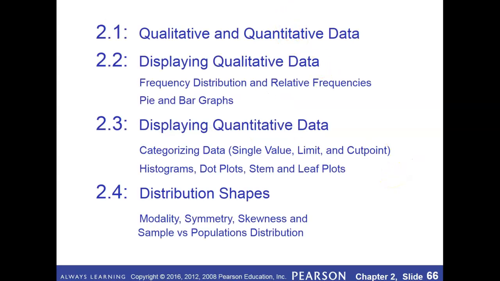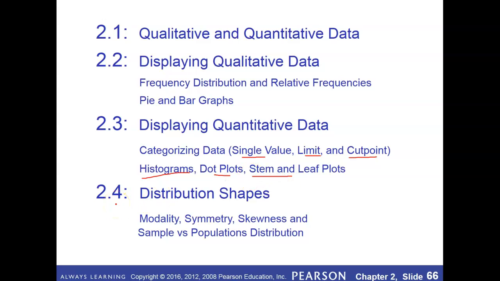In the first assignment, we talked about qualitative and quantitative data. Qualitative data, not numbers; quantitative data, with numbers. We talked about how qualitative data in assignment number 2 can be expressed with frequency distributions, relative frequencies, how we can display them with pie graphs and bar graphs, and then how quantitative data, which is both discrete and continuous, can be categorized 3 different ways: single value grouping, limit grouping, and cut point grouping. How we can display them with histograms, dot plots, and stem and leaf plots.